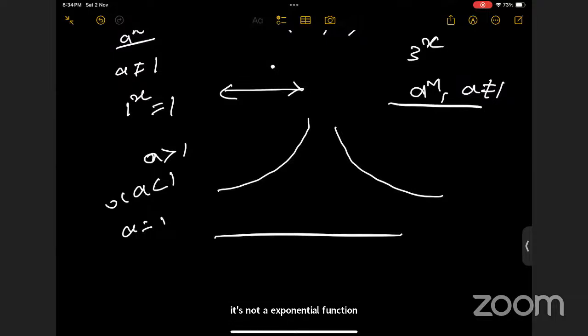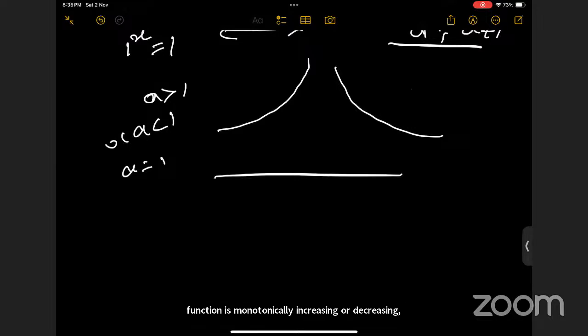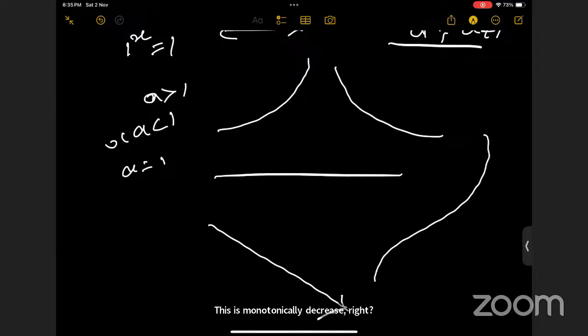See, if a function is exponential, it has the property that it will be monotonically increasing, or otherwise monotonically decreasing. But if a function is monotonically increasing or decreasing, then we cannot say that it is an exponential function. For example, you can take this straight line. This is monotonically decreasing, right? But this is not an exponential function. Or this cubic type of graph is also monotonically increasing, but this is not an exponential function. Okay, is it clear?